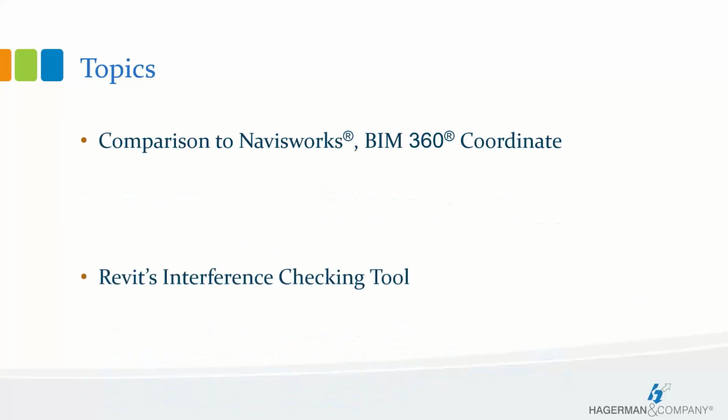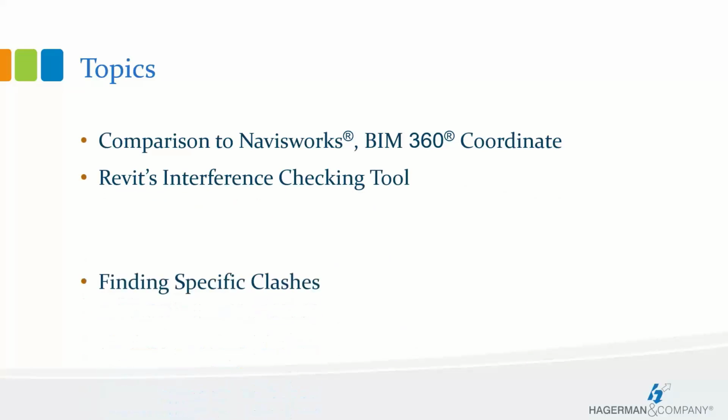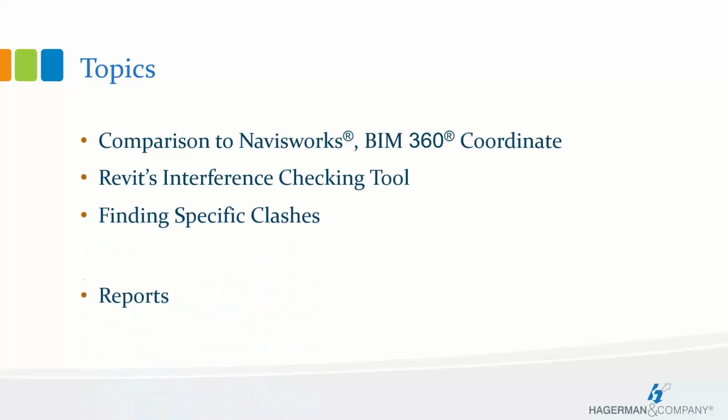Here are the topics for today. We're going to do a quick rundown on the differences between Navisworks, BIM 360 Coordinate, and Revit when it comes to interference checking. We'll also look at how to find clashes when we run the interference check tool in Revit, and a quick look at the reporting options that you'll have at your disposal.